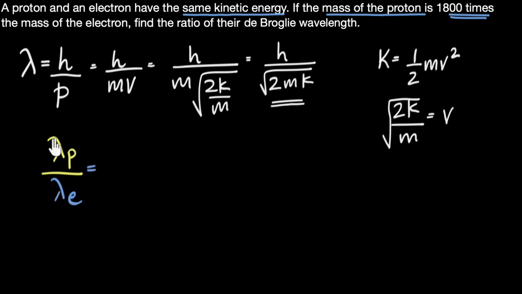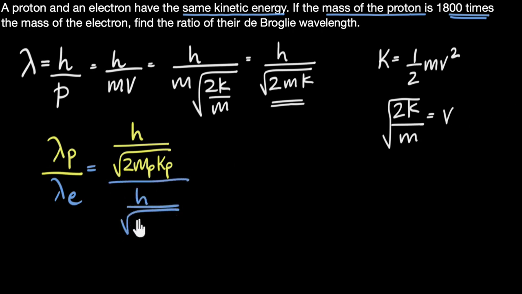That will equal, the wavelength of the proton would be, I'll use the same equation. It's going to be h divided by the square root of 2 times the mass of the proton times the kinetic energy of the proton, divided by, for the electron, I would get the same thing. It'll be 2 times the mass of the electron times the kinetic energy of the electron. So h cancels, the 2 cancels. We're given that they have the same kinetic energy, so the kinetic energy also cancels, yay.